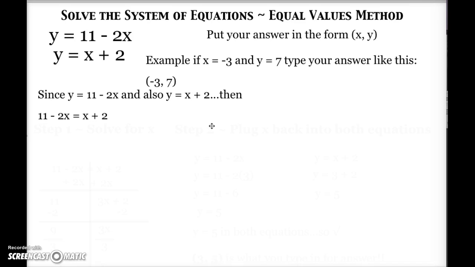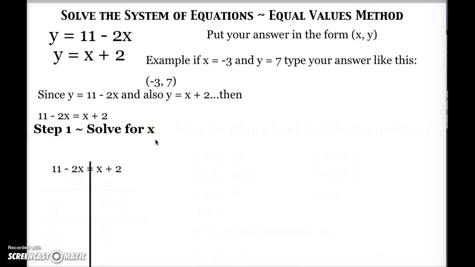The first thing I'm going to do is, since y is equal to 11 minus 2x and y is also equal to x plus 2, I know that 11 minus 2x has to be equal to x plus 2 because they're both equal to y. The first step in this problem is to solve for x. So I have my equation: 11 minus 2x is equal to x plus 2, and I'm going to solve for x.